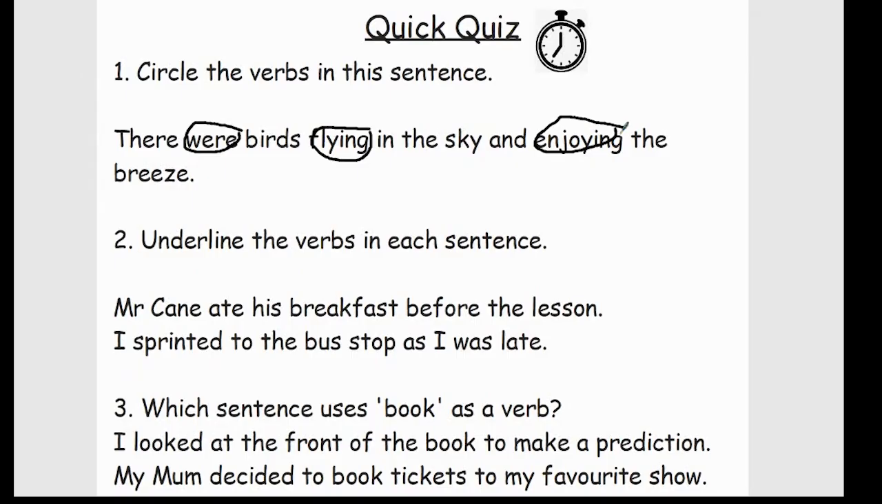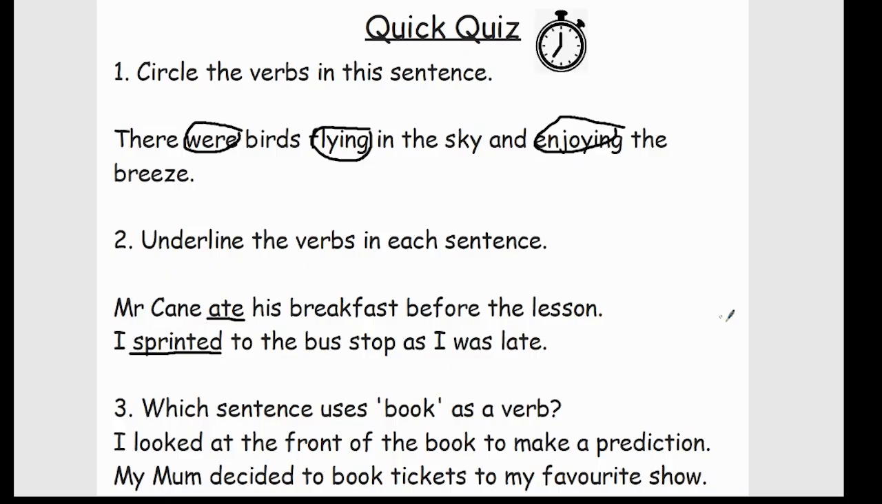Number 2, underline the verbs in each sentence. So Mr. Kane ate his breakfast before the lesson. So I'm thinking about what he's doing and he's eating. I sprinted to the bus stop as I was late. Sprinted is going to be the verb there.